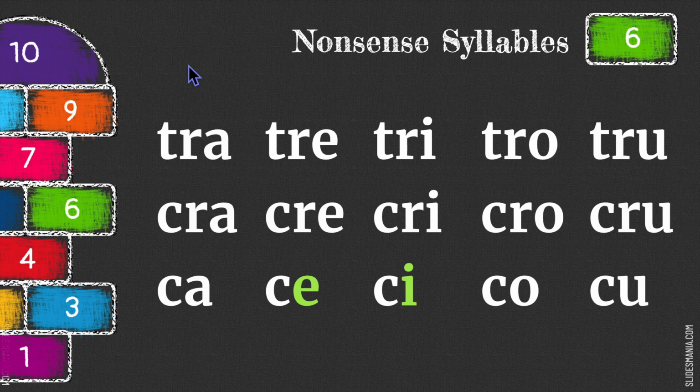Let's practice some nonsense syllables. Remember that at the end of the syllable, we are going to use the vowel's long sound. And for a U, we use the long U sound of U if we can say it easily. But if it's after a letter where the U sound is too hard to say, then we will switch to the OO sound. Tray, tree, try, tro, true. Cray, cree, cry, crow, crew.